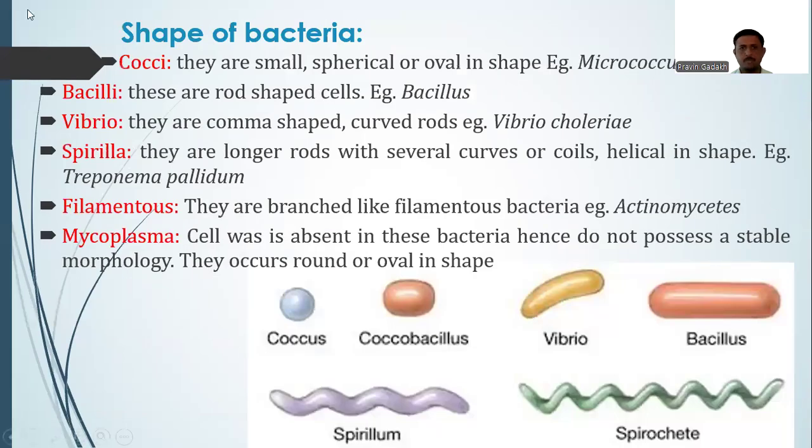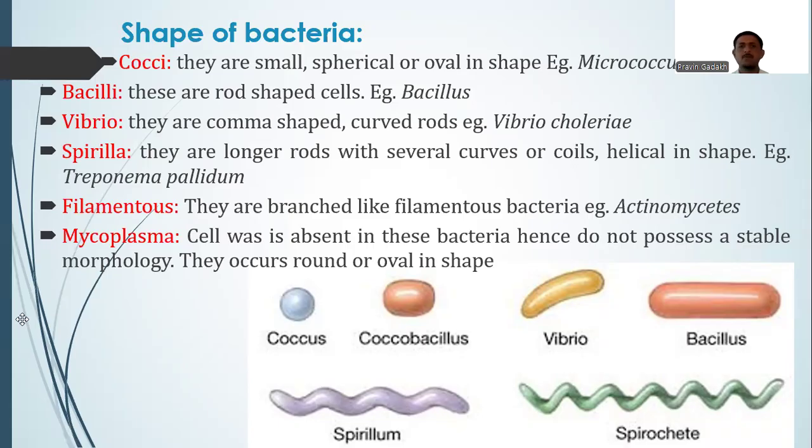Now, when we stain the organism, we can observe that organism under the microscope. With respect to that, we can observe the shapes of bacteria. Bacteria have different shapes like cocci, bacilli, vibrio shape, spirilla shape, filamentous, or mycoplasma. These are nothing but the different shapes of bacteria we can see under the microscope.